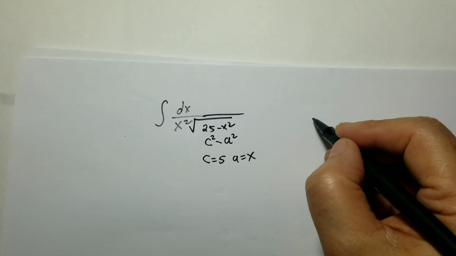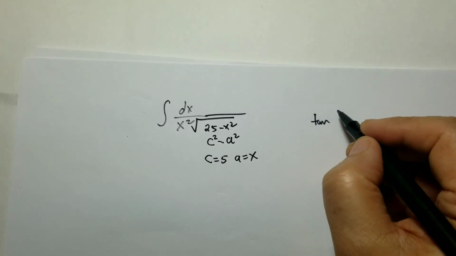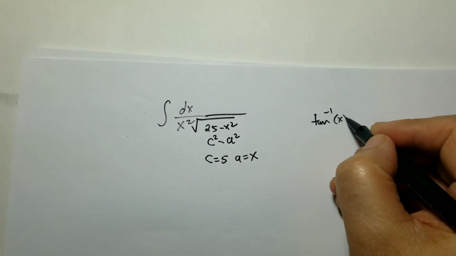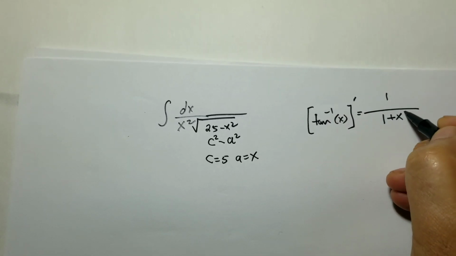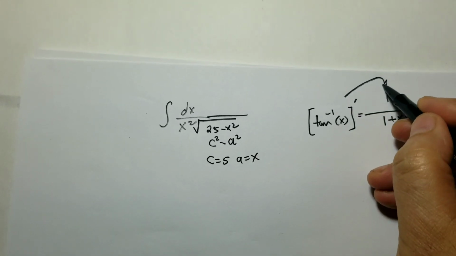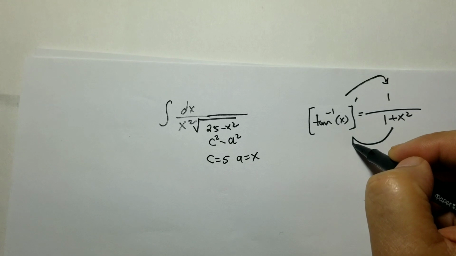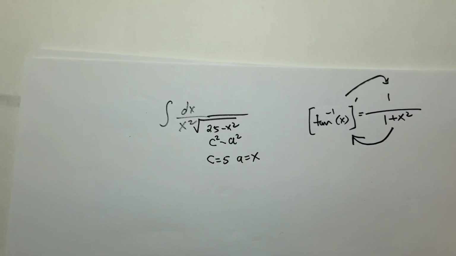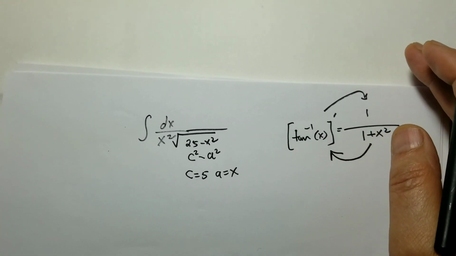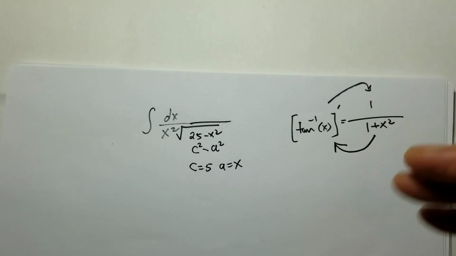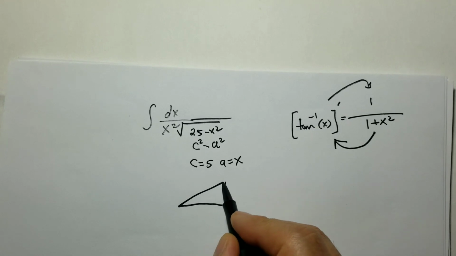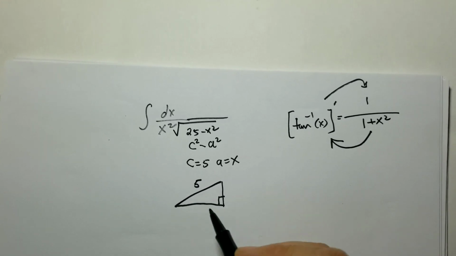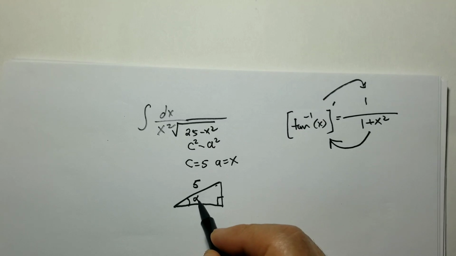Remember what we said, if the derivative of an inverse trig function is an algebraic function, we should be able to change the algebraic function to a trig function, and from there we go ahead and solve the integration and switch it back to algebra. Therefore, if c is 5 and a is x, this would tie to a right triangle, where this is 5. Between these two angles, I'm going to pick alpha.